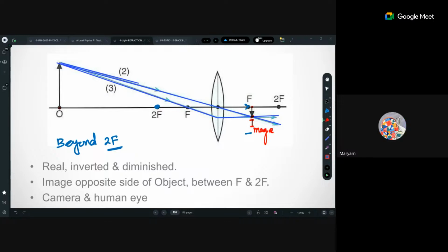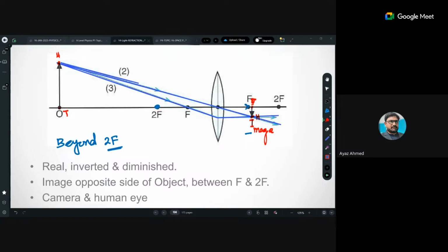Look, this is the head of the object, and this is the tail of the object. Here, this is the head of the object where the light rays are intersecting, and here is the tail of the image.